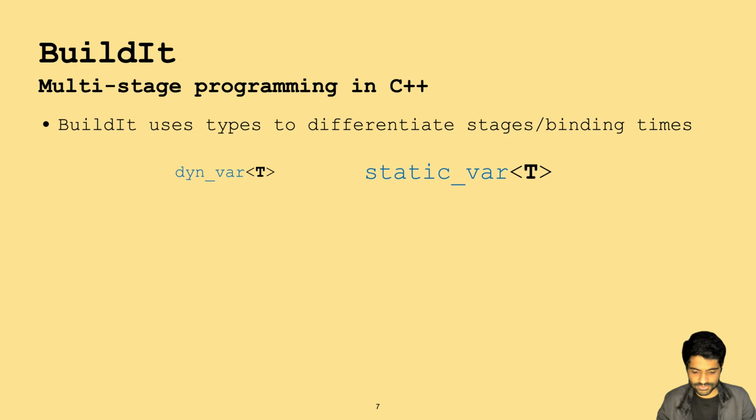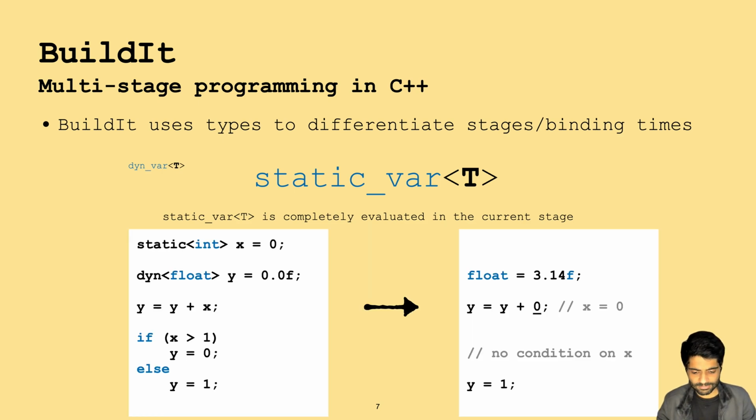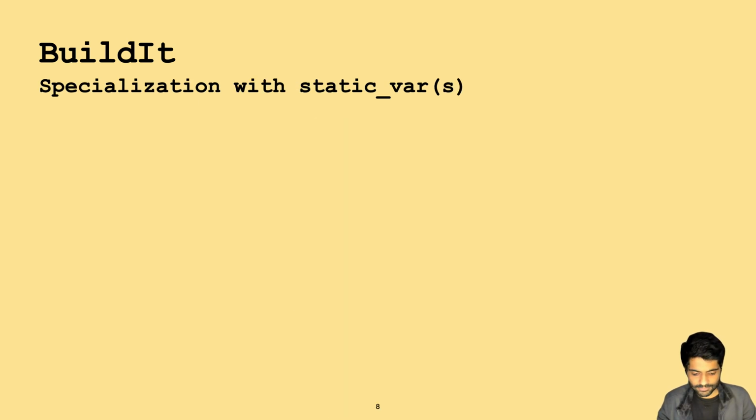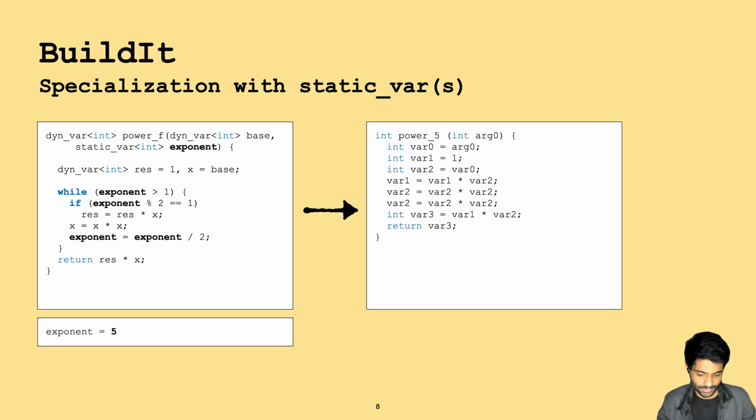Static var T, on the other hand, is used to declare variables and expressions that are completely evaluated in the current stage. Thus, the generated code has no trace of these expressions, but these static variables and expressions can be used to specialize the code that we want to generate with the dynamic variables. Let us look at an example. Here on the left, I have the implementation for the power function that calculates base to the power exponent using repeated squaring. The general implementation here has control flow like loops and conditionals. Now, I have declared the base to be dynamic, which means it will be an argument to the function in the generated code, and the exponent as static, which means it will be provided in the first stage. When I run this code with the exponent as 5, this is the code that we get.